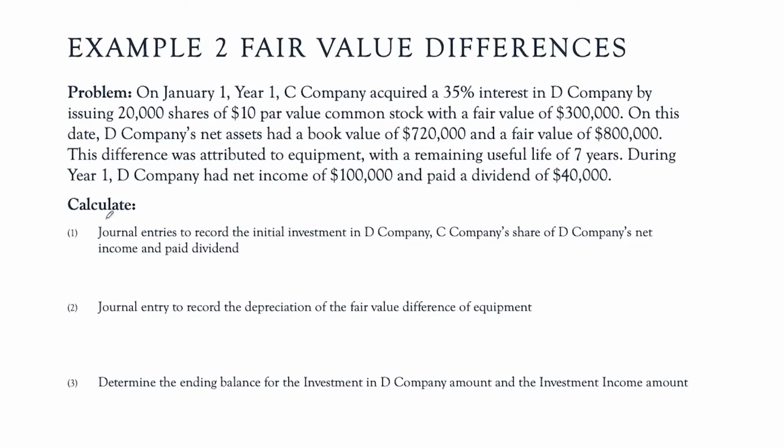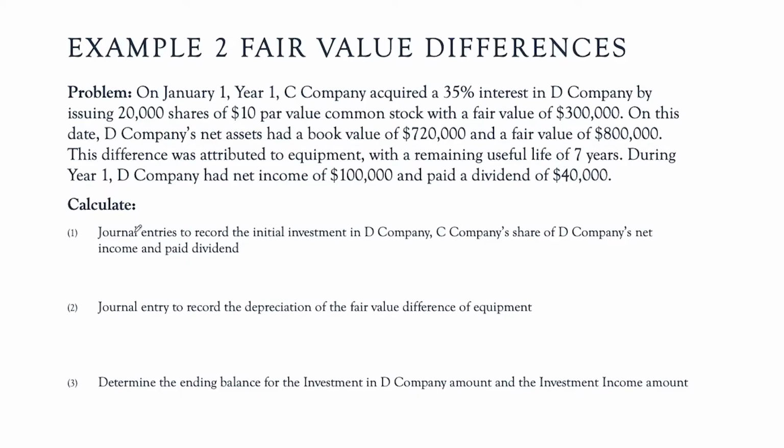The first being journal entries to record the initial investment in D company, C company's share of D company's net income, and pay dividend. So it's exactly what it asked us in the first example. However, now it also asks us the journal entry to record the depreciation of the fair value difference of equipment and to determine the ending balance for the investment in D company amount and the investment income amount.